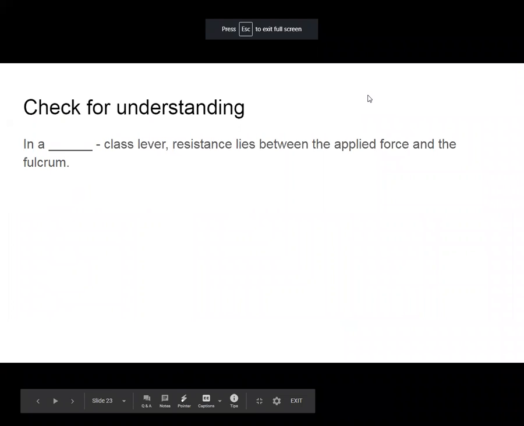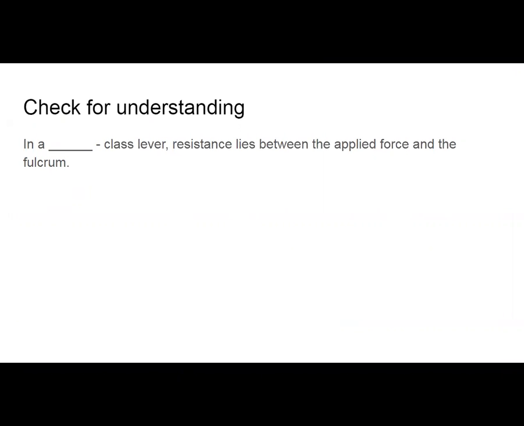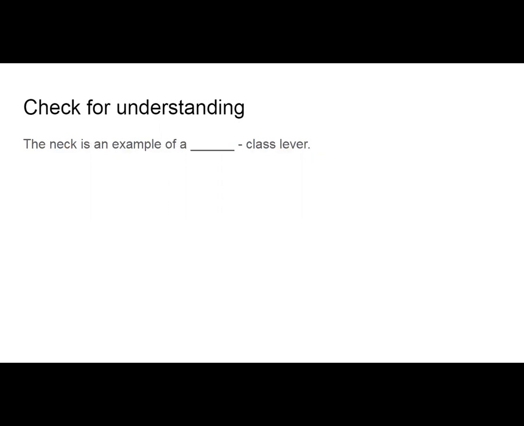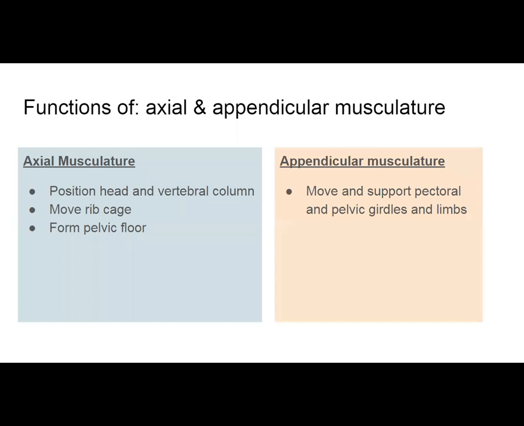All right, in blank class levers, check for understanding. Resistance lies between the applied force and the fulcrum. So the resistance is in the middle, it's a second class lever. Blank class levers are the most common in the body. Third, very good. The neck is an example of a first class lever. Good. All right.